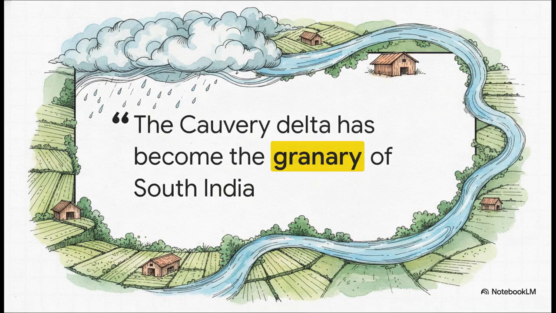And hey, speaking of that Coromandel coast, the Kaveri River Delta located down there has earned a very famous title, the Granary of South India.